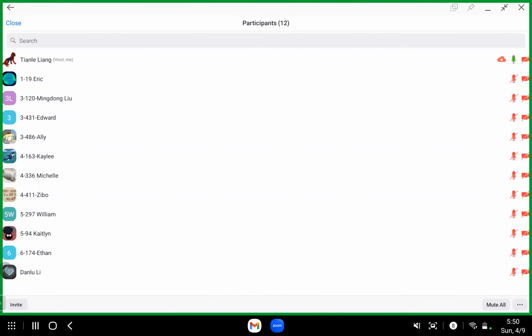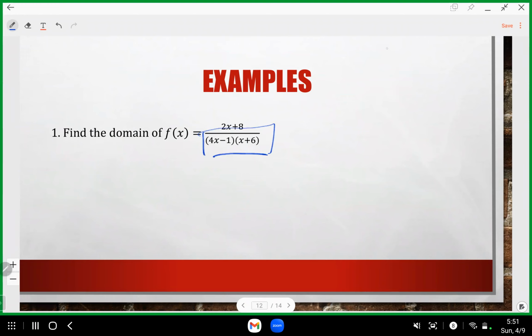Find the domain of f of x equals (4x minus 1) over (x plus 6). So remember, you have to look at the restrictions. When you look at the restrictions, let me tell you, there are two most common restrictions that you'll ever see in Algebra 2 and beyond. These two very common restrictions are denominators and roots. What do I mean by that?